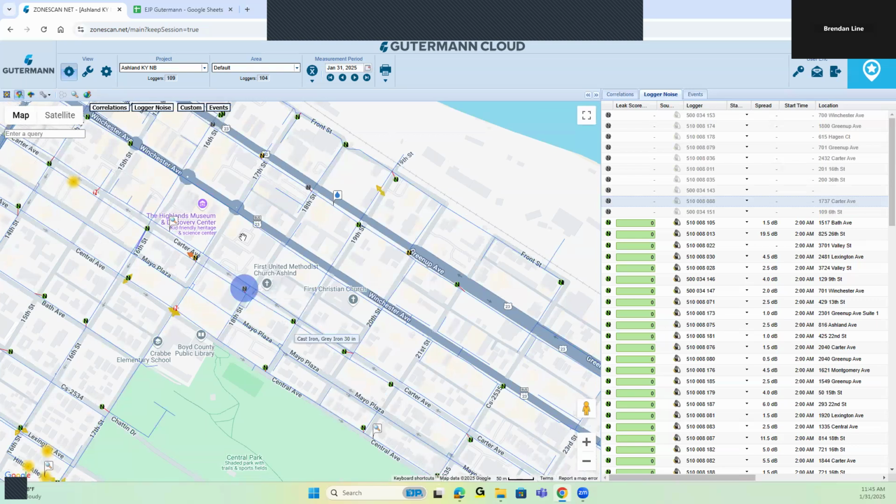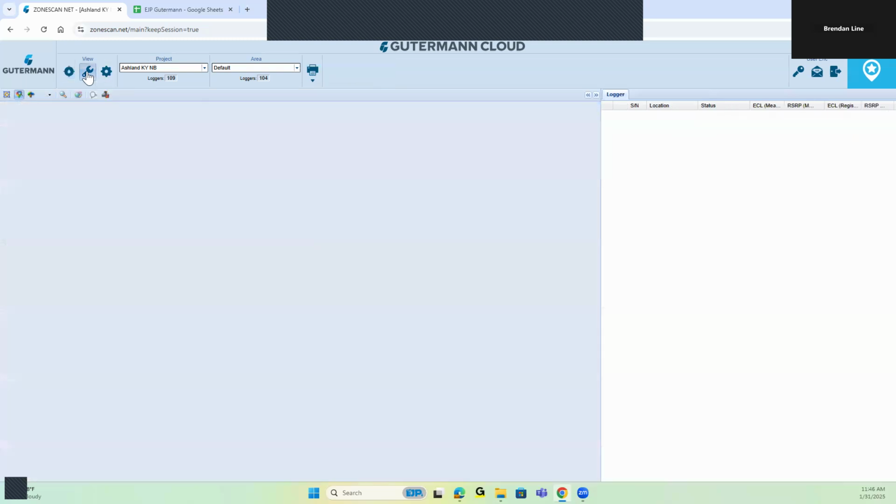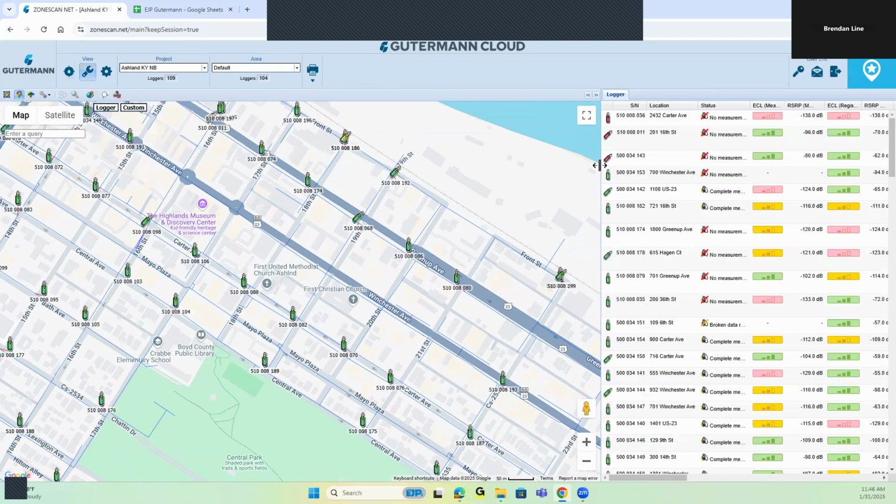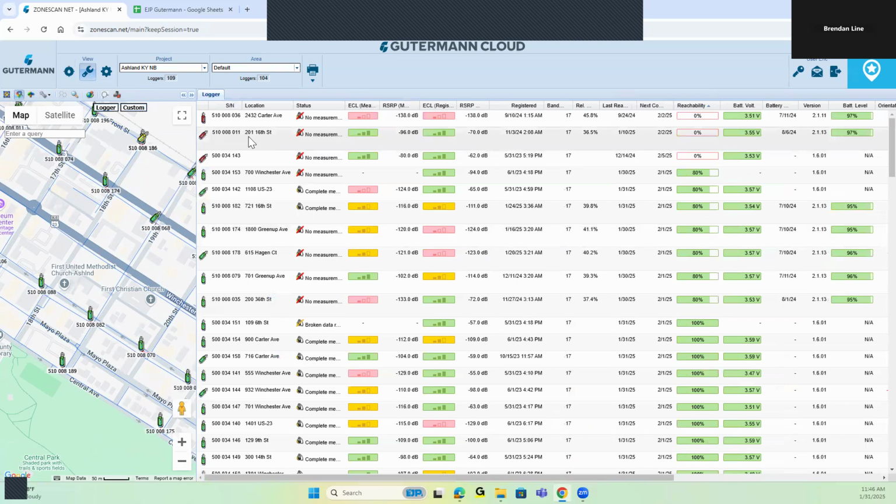What you need to do is go ahead and go to your maintenance under view on the top left. With maintenance, we can take a look at the performance of all of our loggers and many different features across the top. First of all, we see some red colors and we see some green. Basically, red would indicate a 0% reachability. If you look over here under reachability, that's one of the things that we want to look at to verify how often a logger is actually reaching and reporting to Zone ScanNet.